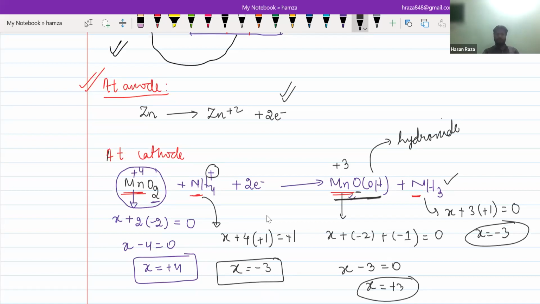So which one is reduced? Manganese is reduced. So questions will be asked like, what is the net cell reaction of the Leclanché cell? Or it can be asked like, what is the product formed at cathode or product formed at anode? The questions can be asked like this. So please write it and let me know. Then I'm going to write the whole reaction. That means the net cell reaction. What will be the net cell reaction?